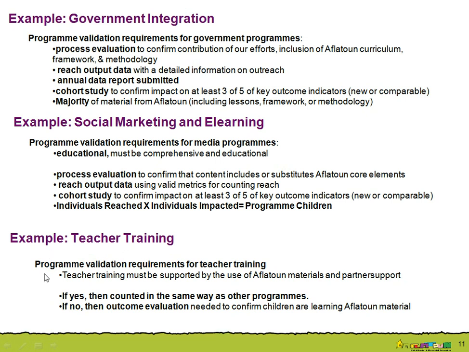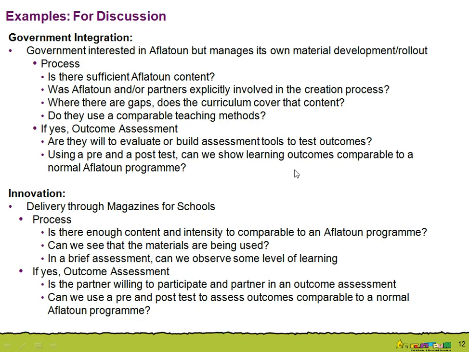Another example is teacher training. If teacher training institutes are partnering with Aflatoun partners and working directly with Aflatoun partners, then we will basically treat these as normal programs if they have all the core components and are delivering to children. If they're not linked to a partner, then we have to do some sort of outcome evaluation and process evaluation to make sure that they're indeed implementing the program and actually teaching children in the end, and not just training teachers and never delivering social and financial education to the children.